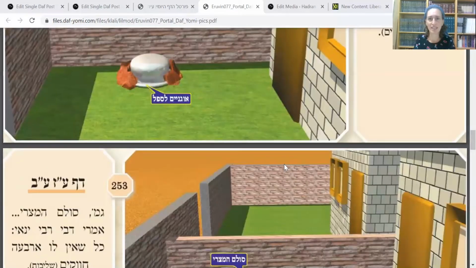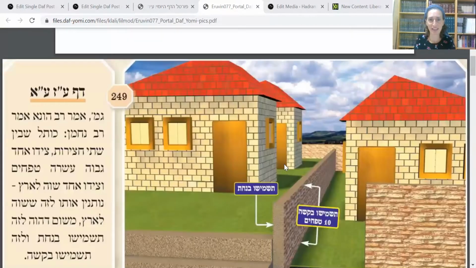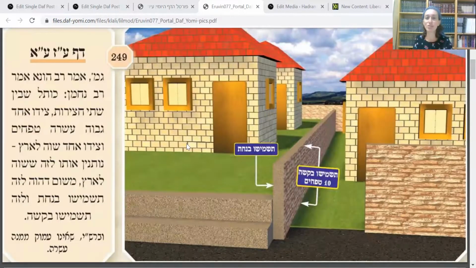Okay, now we're going to pull up pictures. So if I have a wall between two chatzerot, you can see there's a ton of pictures today. It actually really helps. We're in picture number 249. Very often you have a situation where there's two houses next to each other, but the ground level of one is higher than the ground of the other. So that's going to be our next two cases.